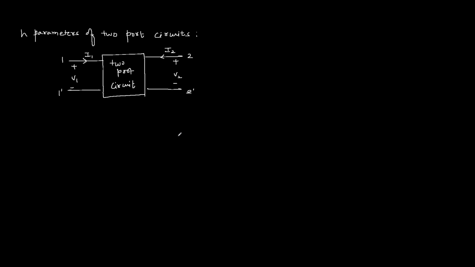H parameters of two-port circuit, or hybrid parameters of two-port circuit. For this two-port network, the equations for H parameters are V1 equal to H11 I1 plus H12 V2. This is the first equation, and the second equation is I2 equal to H21 I1 plus H22 V2.